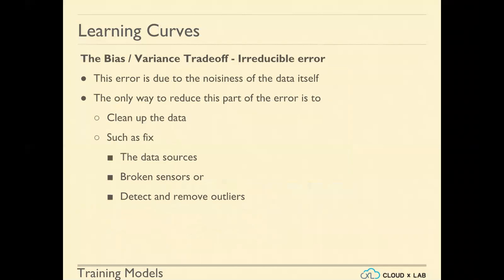So this is the noise in the data itself. The only way to reduce this part of error is to clean up the data, such as we could fix the data sources, we could review if there are sensors broken, or we detect and remove the outliers.